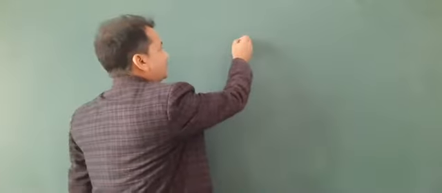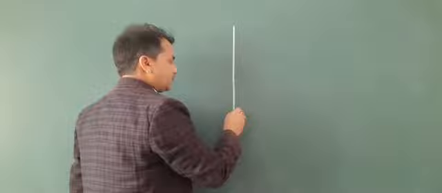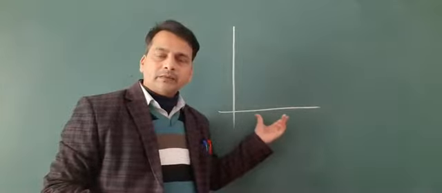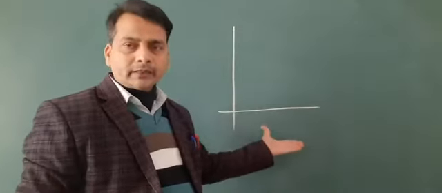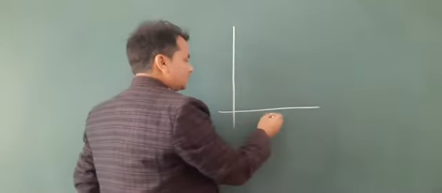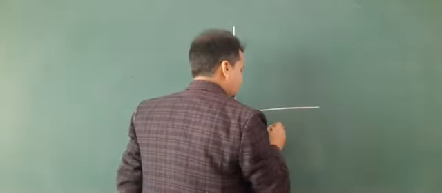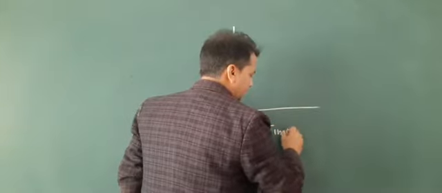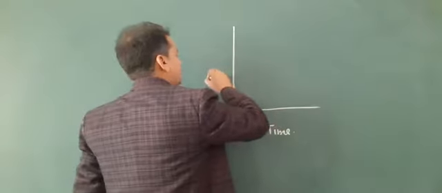Suppose we draw the velocity time graph here. We know that in the velocity time graph, time is represented by the horizontal line and velocity is represented by the vertical line. So here is the time, and the vertical line is the velocity.